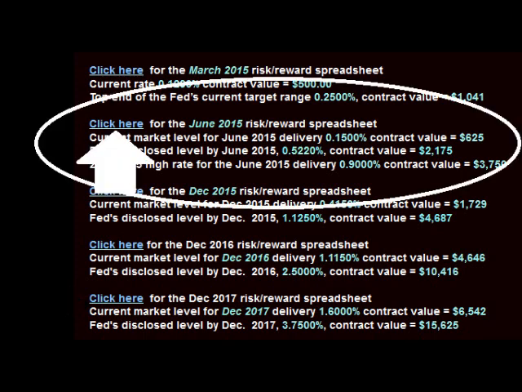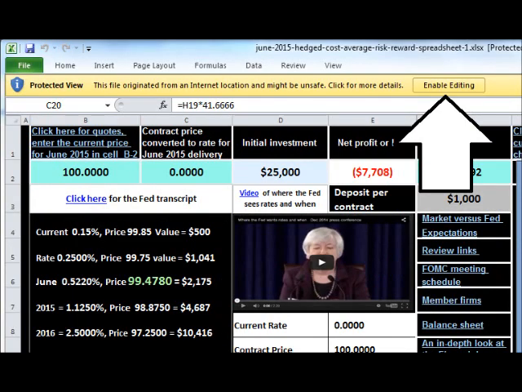$15,625. For the delivery months from March 2015 through December 2017, June 2015 appears to have one of the higher returns on risk, currently trading at 0.15, contract value $625. Please right-click on the link to the June 2015 risk-reward spreadsheet and open it in a new window. When the spreadsheet opens, please enable editing. This will allow you to experiment with any potential outcome for the June delivery month using any leverage and any investment amount.